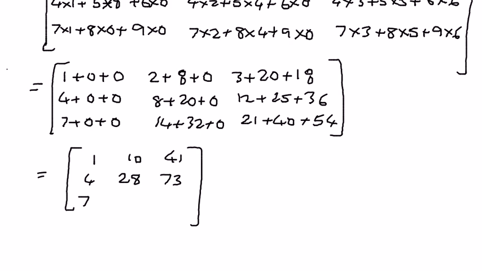Then we have 7, then we have 14 plus 32, which is equal to 46, and then we have 21 plus 40 plus 54, that adds up to 115. And this is the product of a 3 by 3 matrix. And then when we multiply a 3 by 3 matrix with another 3 by 3 matrix, the resulting matrix is also going to be a 3 by 3 matrix. Okay, so this is the way we want to be able to perform matrix multiplication. In my next presentation, we shall look at some more examples related to matrices.